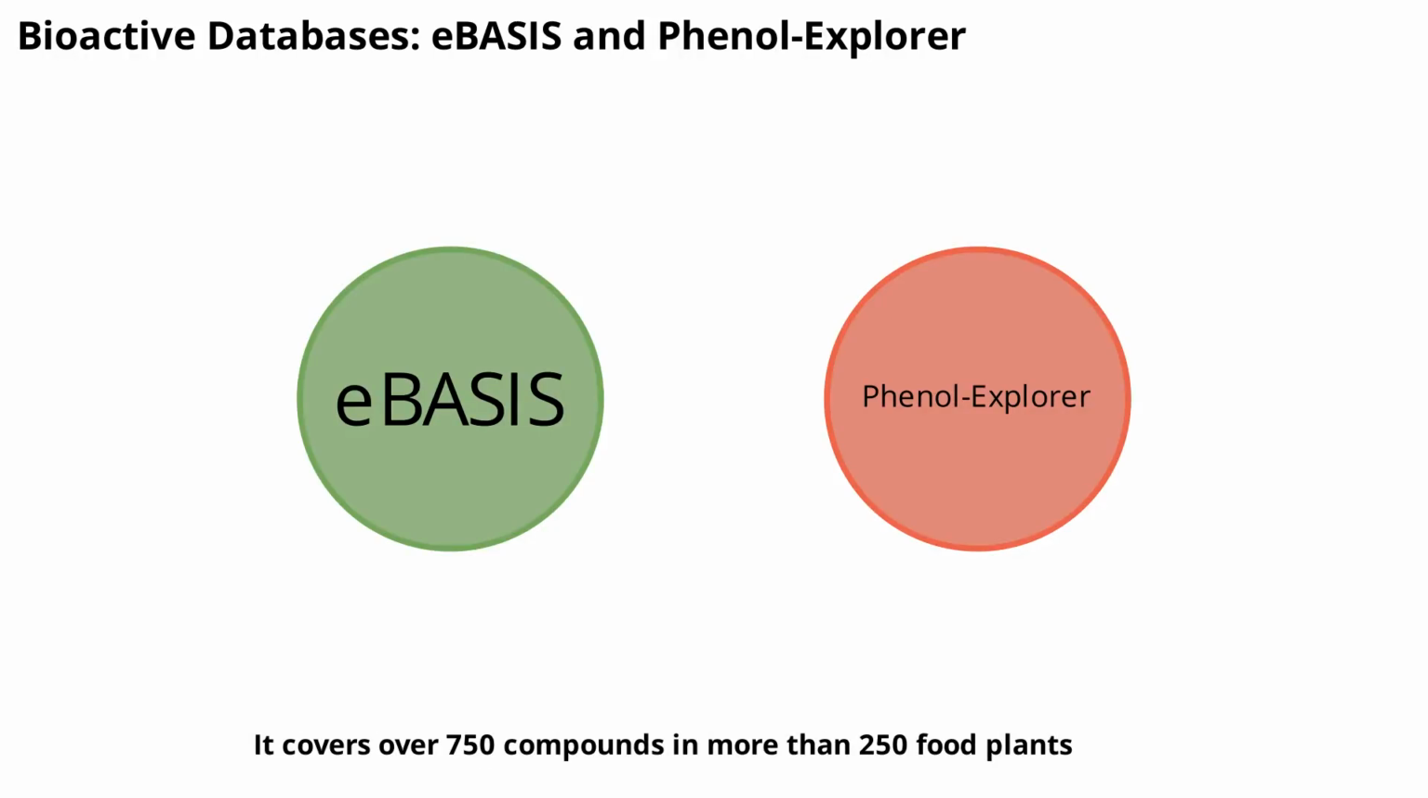It covers over 750 compounds in more than 250 food plants, using strict quality criteria. Phenol-Explorer focuses on polyphenols, offering data on over 500 compounds in 400 foods.